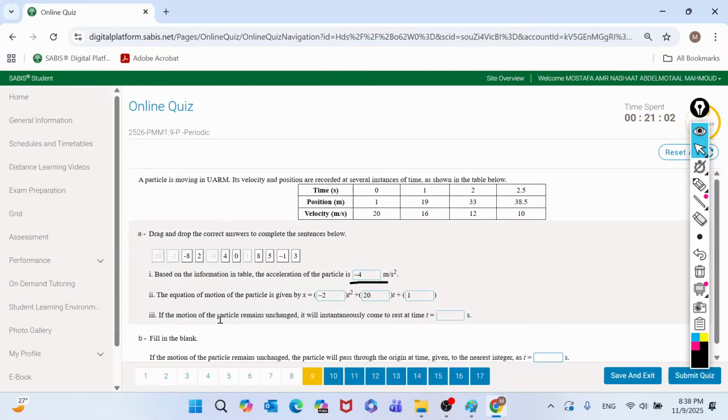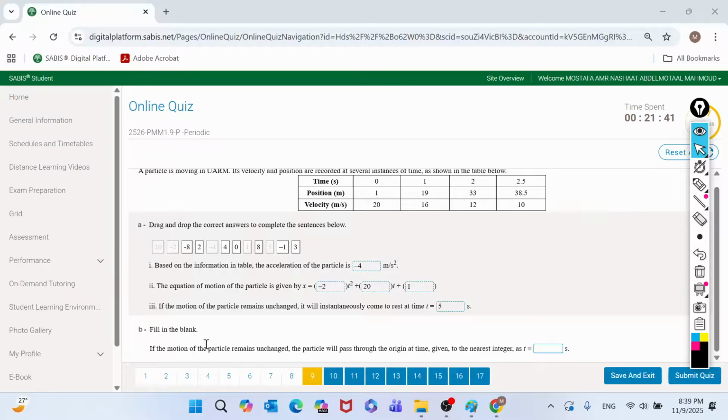If the motion of the particle remains unchanged, it will instantaneously come to rest at a time t equals. Okay, so we want it at rest, so v equals at plus v0. So v is 0 equals a, which is negative 4 t, plus v0, which is 20. So solve this, you get t equals to 5. That's the answer. T equals 5.